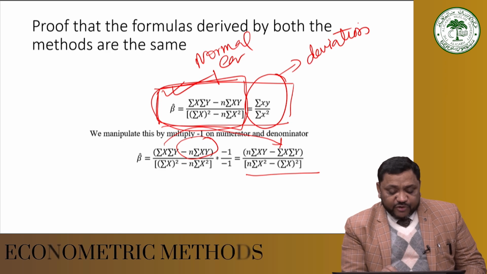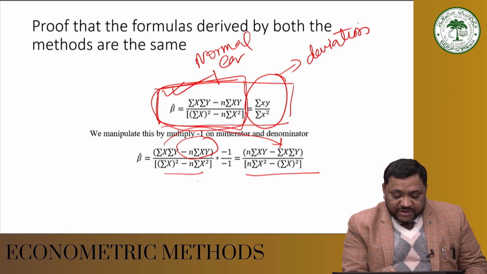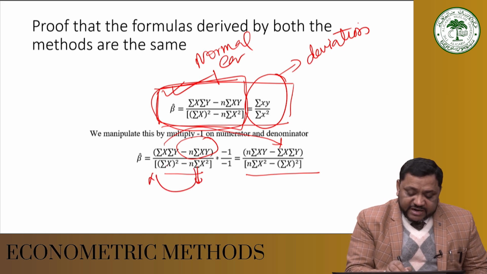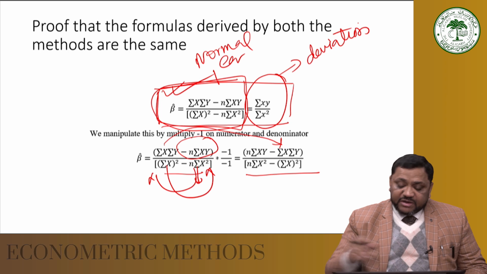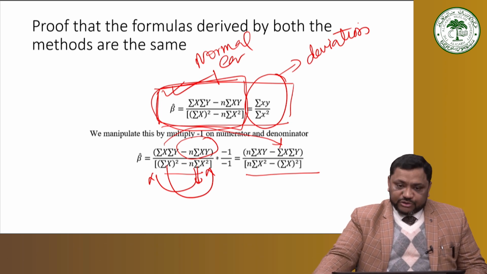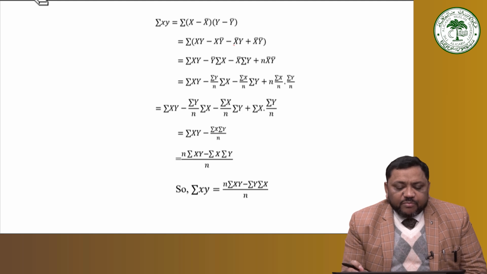The same thing we do for the denominator also. This moves to this side and this comes over to this side. So it is n summation x square minus summation x whole square. Now we get this equation.